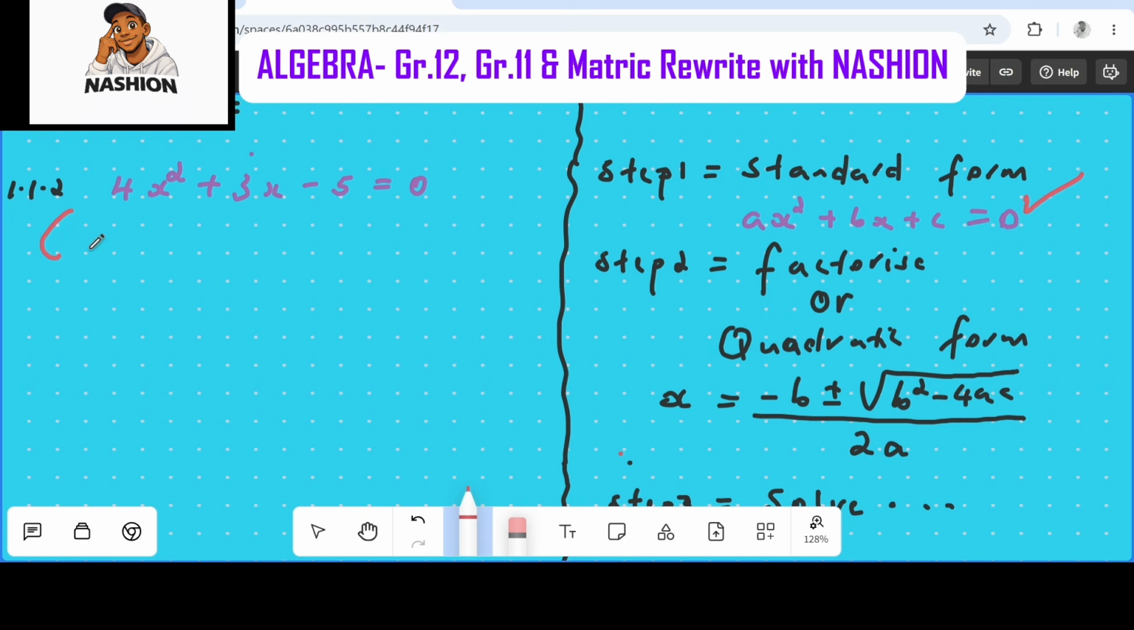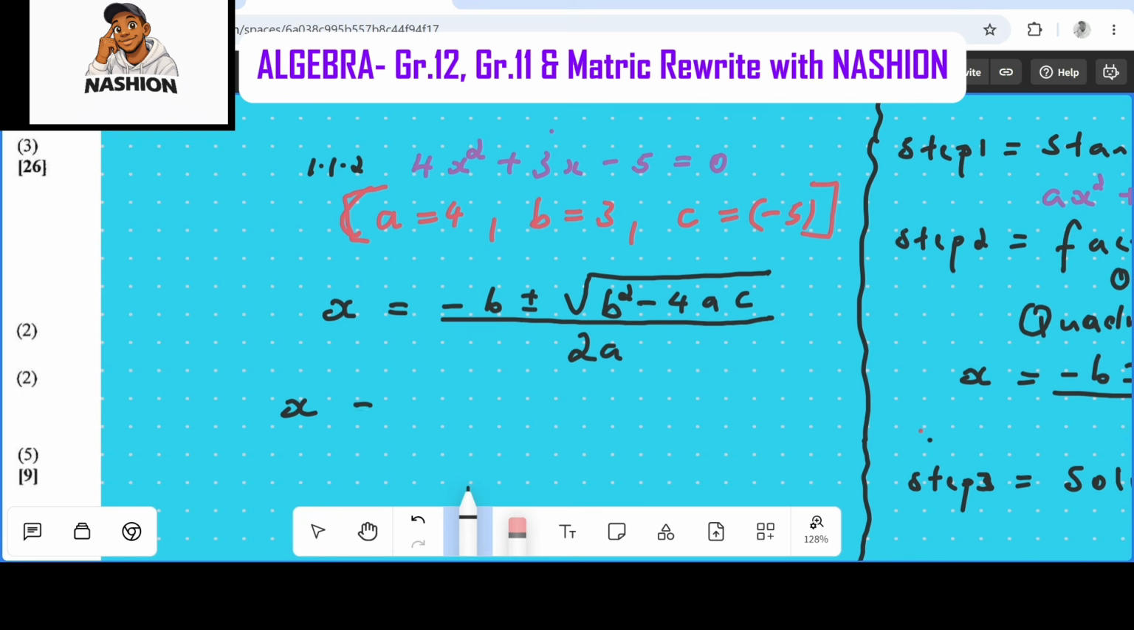We can see that A is 4, B is positive 3 right there, and C is negative 5. That is standard form. Then step 2, since they said correct to 2 decimal places, we know we are not going to be factorizing. We are just going to be using the quadratic formula. We are going to substitute the values of A, B, and C in the quadratic formula.